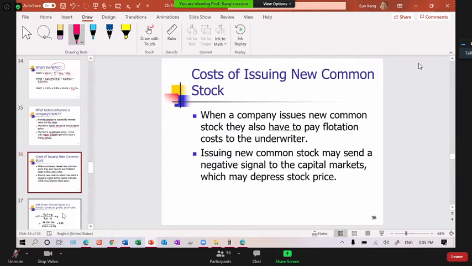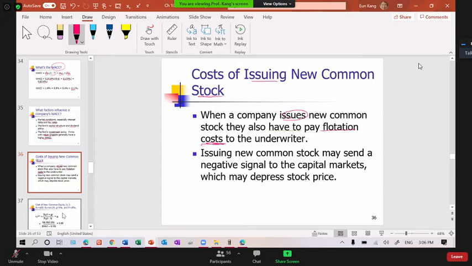Then this is a kind of new topic. So far we use cost of retained earnings. That's cost of equity. Cost of issuing new common stock, this is also cost of equity, except that when you issue new common stock, then you have to pay flotation costs, right? So that's important. So you have to incorporate flotation cost.